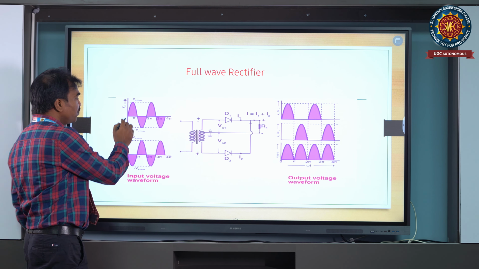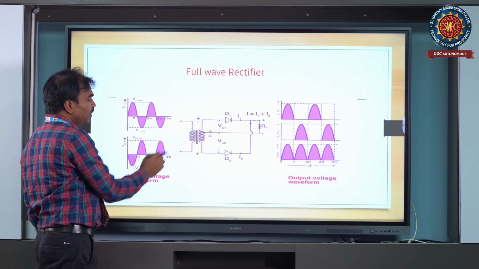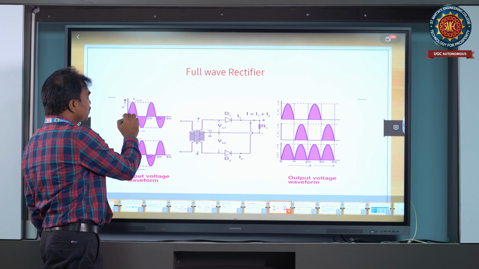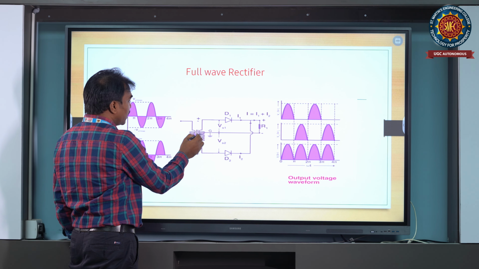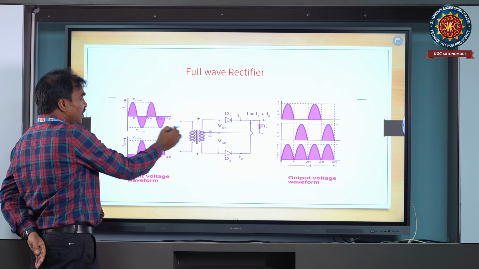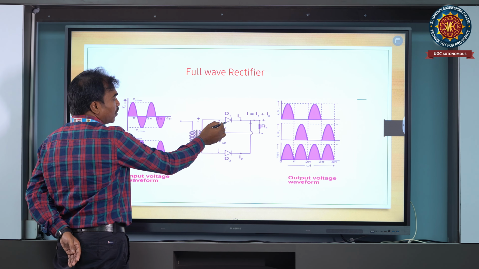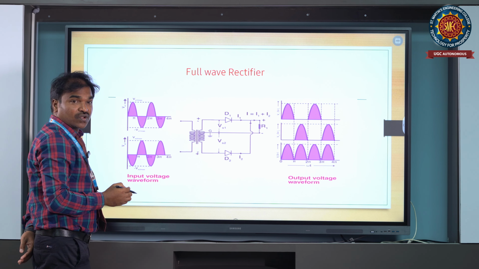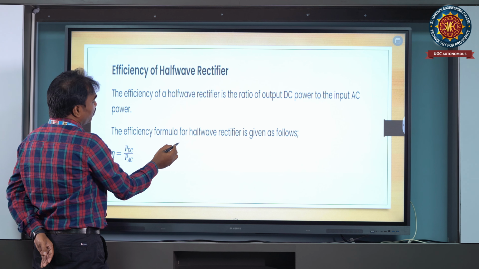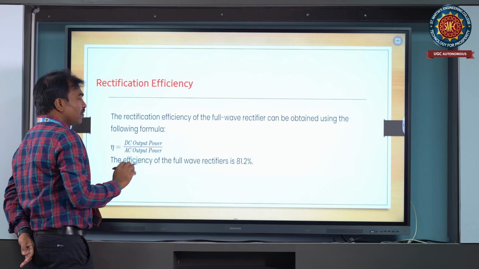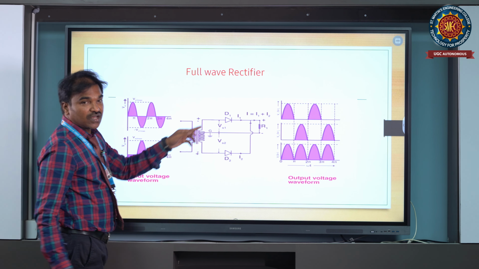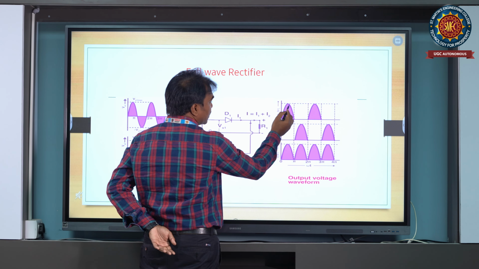Whenever the AC input power is applied to this center tap transformer, the positive going pulse coming to the center tap transformer has its voltage level decreased, and it is applied to the positive diode. When the positive cycle is applied to this diode, the diode conducts. So this is the output.